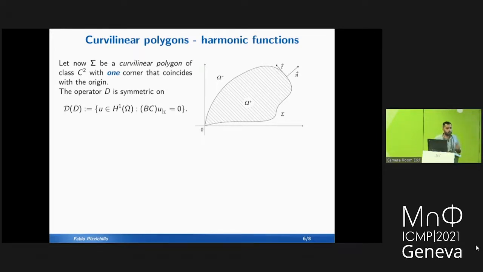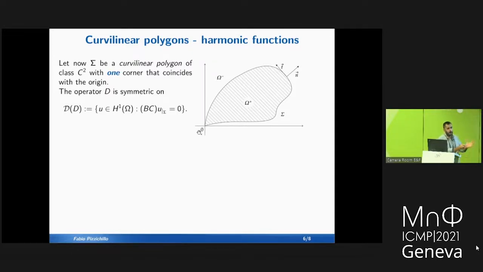So then once again, we said, okay, let us do as in the C2 case. Let us define the operator D on the set of H1 functions that verify the boundary condition. So once again, the operator is symmetric on this domain. But then we realized that the corner was removing regularity. So we said, okay, let us try to localize this operator, to study it close to the corner and far from the corner.